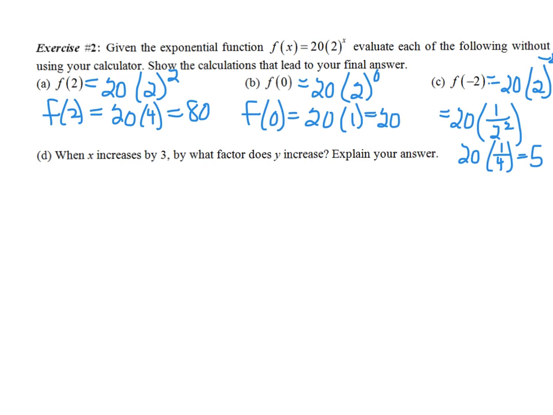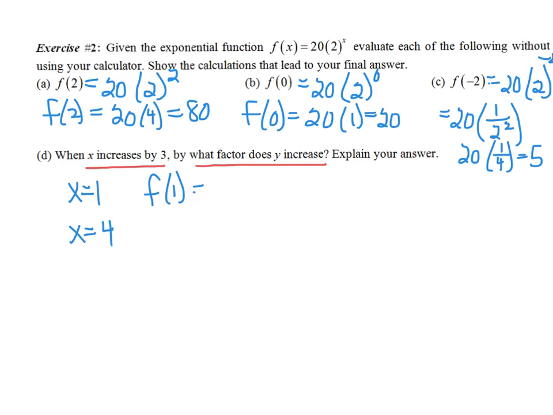Go back over those examples. If you have any questions about them, please see me in the morning. For part D, it says when x increases by 3, by what factor does y increase? So I would like to pick two x values that are 3 apart. So for example, I could pick x equals 1, and if I increase it by 3, I could also look at x equals 4. Let's take a look at the outputs for each of those.